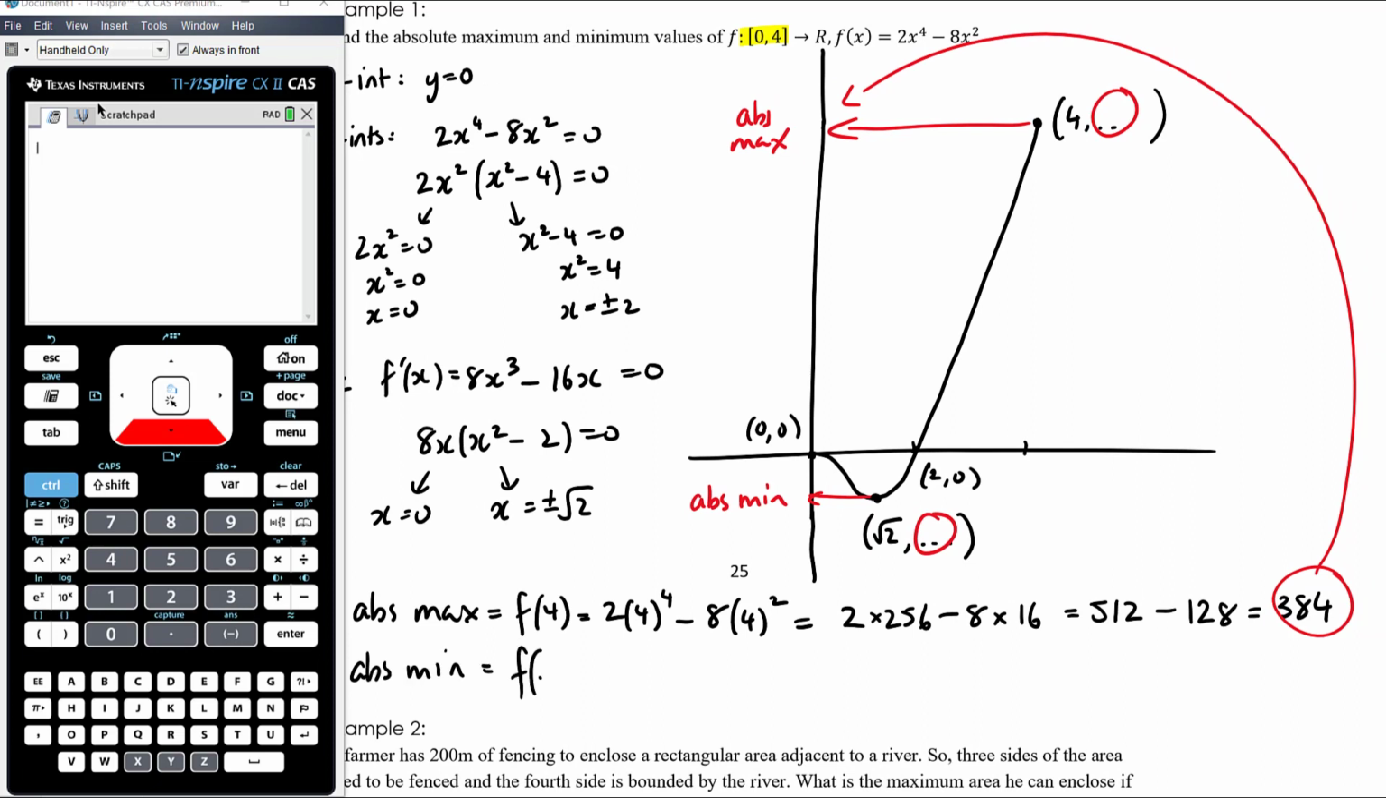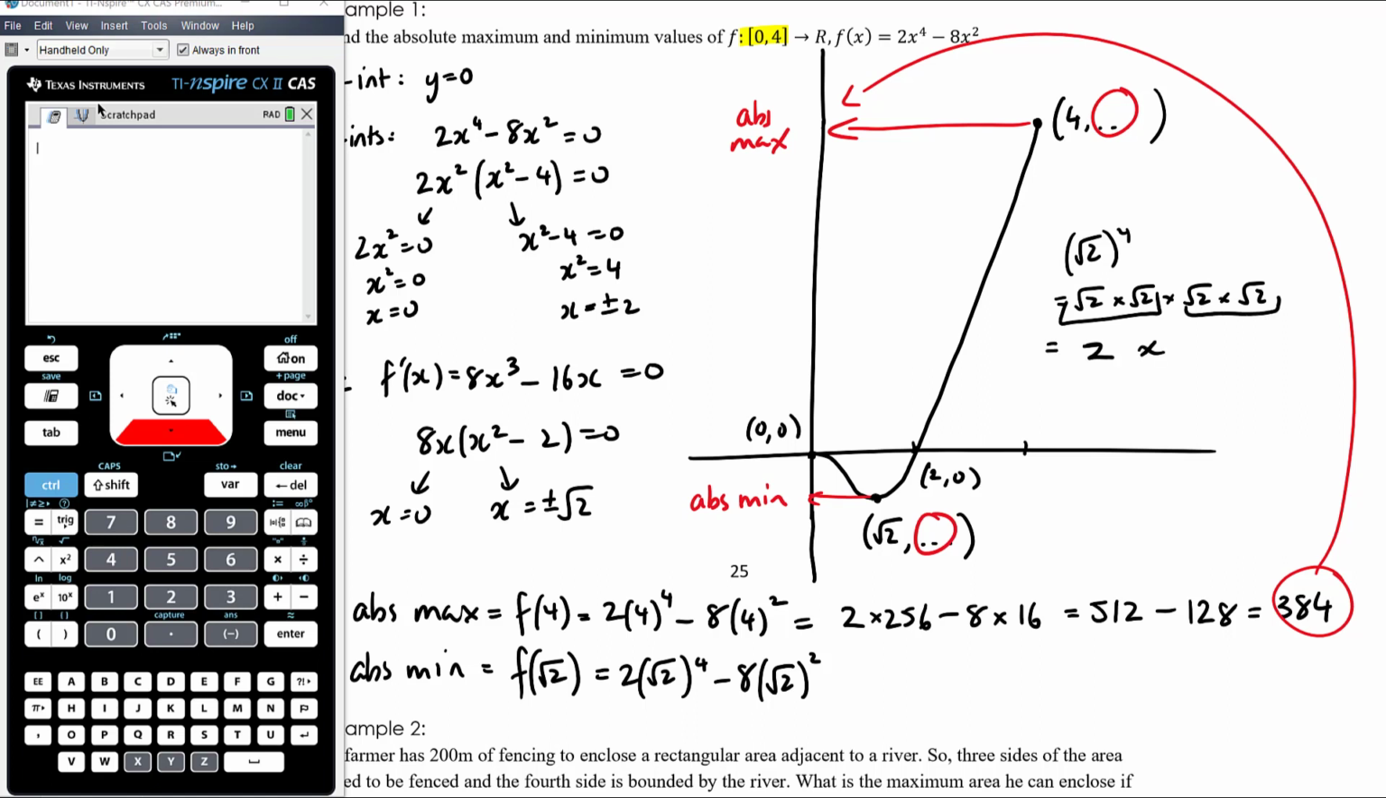is going to be the value of our function at root 2. Okay, so that is 2 times root 2 to the power of 4 minus 8 times root 2 squared. Now, for root 2 to the power of 4, I'm just going to write up here for a minute where I've got some space. Root 2 to the power of 4 is root 2 times root 2 times root 2 times root 2. Now we know root 2 times root 2 is 2, so we actually just get 4.